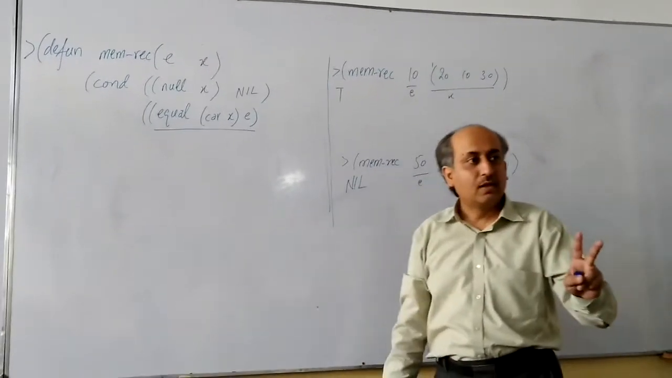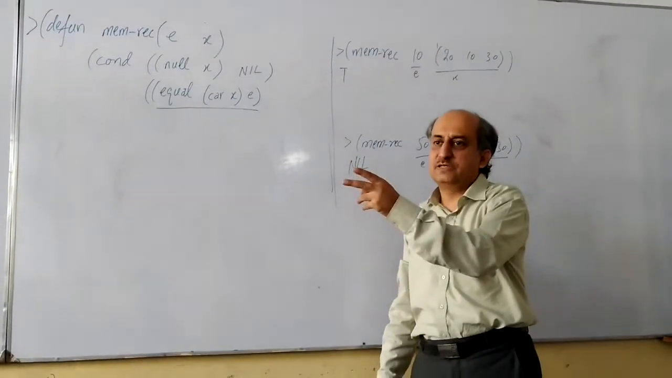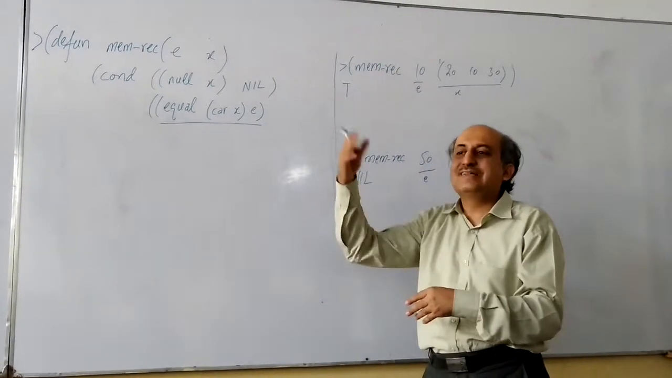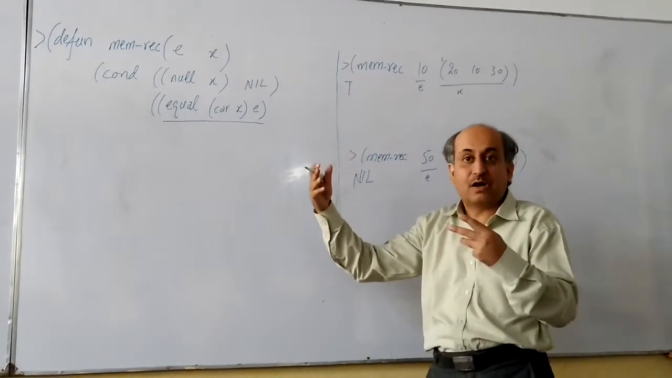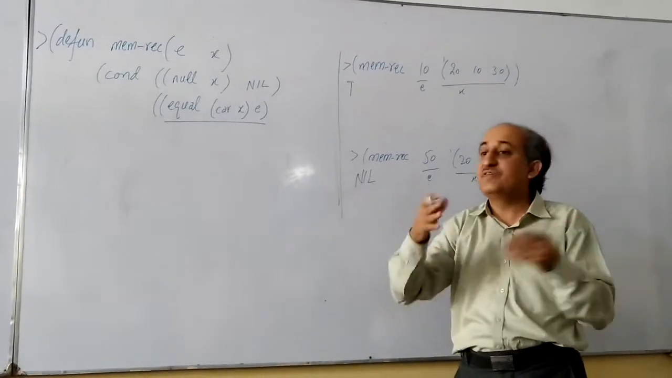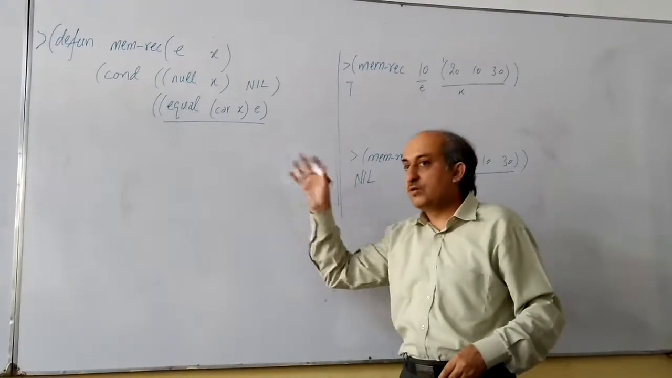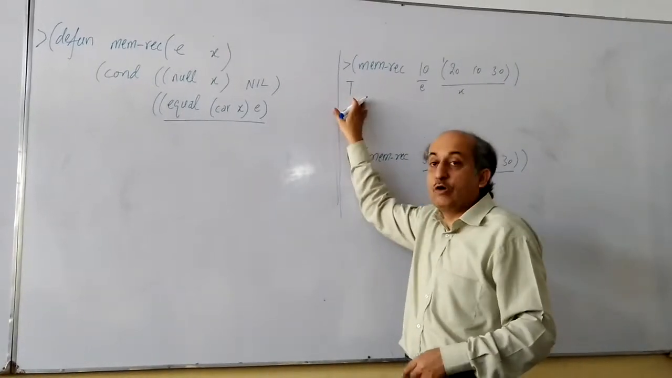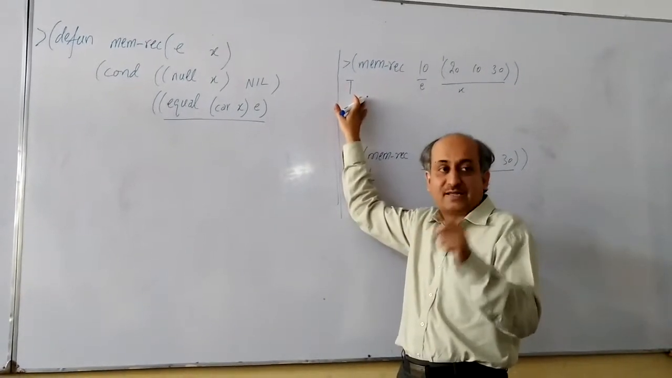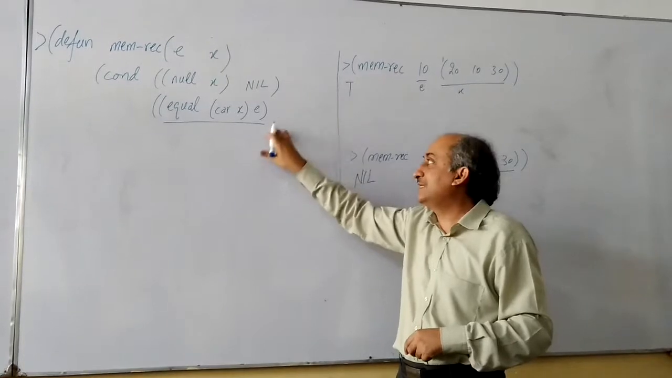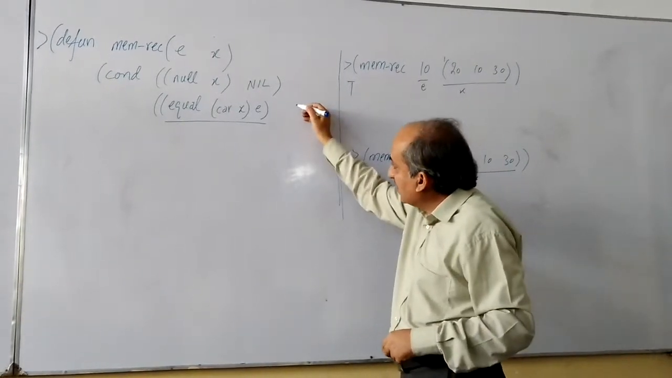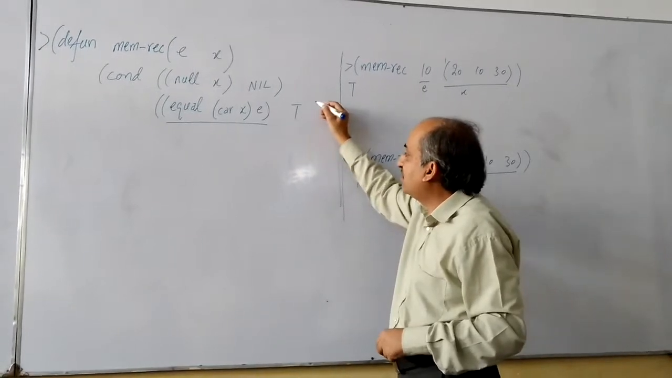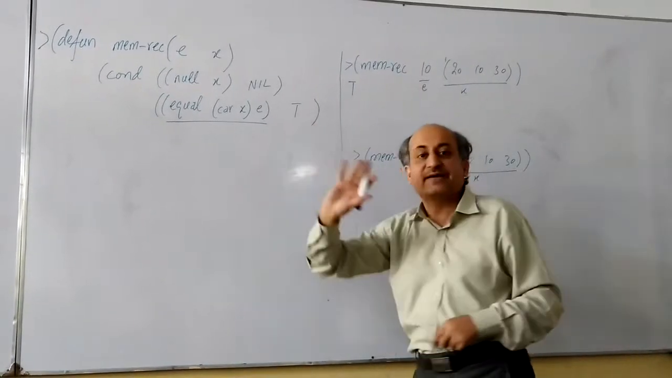When it is equal, we don't need to traverse the remaining elements. Okay, we should stop. The element is found. We are not counting the number of occurrences. If we had been counting the number of occurrences, then obviously we should have continued. But we are not counting. We are just finding out at least one occurrence of the given element, and we should return T. Therefore, in the second clause, which is also an exit clause, we are returning T. T evaluates to itself. We are not doing anything else.